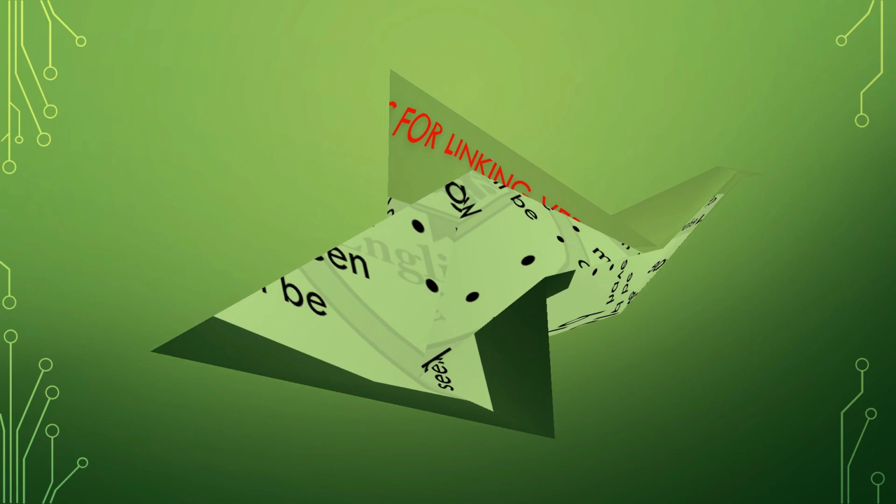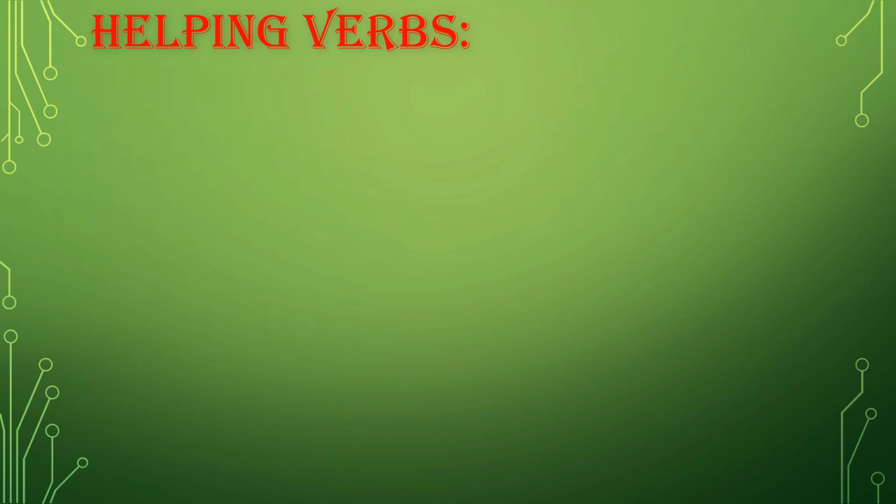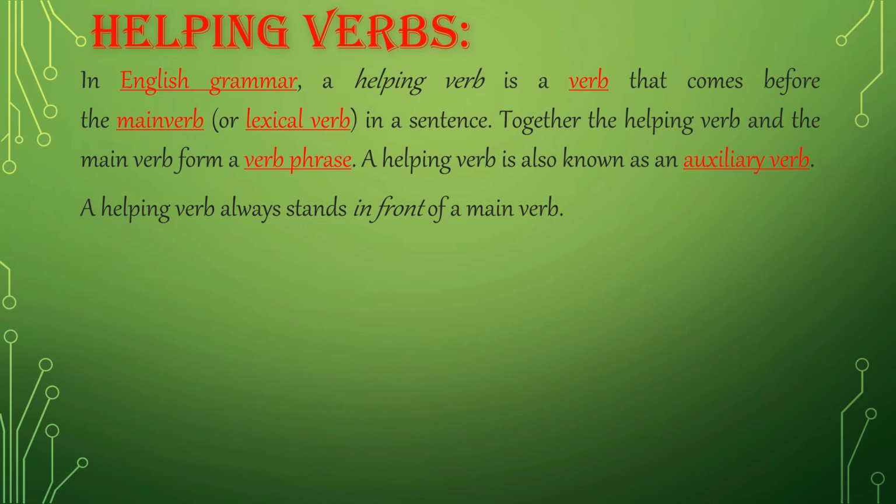Now here we go to another kind of verb, that is helping verbs. What are helping verbs? In English grammar, a helping verb is a verb that comes before the main verb or lexical verb in a sentence. Together, the helping verb and the main verb form a verb phrase. A helping verb is also known as an auxiliary verb. A helping verb always stands in front of the main verb. See the difference. A helping verb comes before the main verb, the dynamic verb, the action verb, or the lexical verb in a sentence.